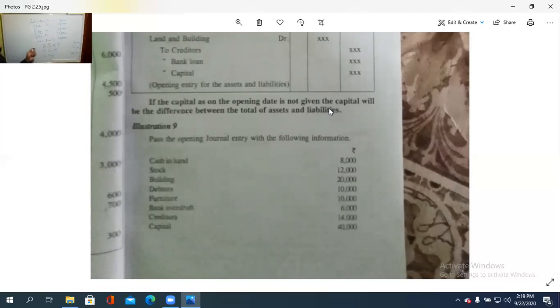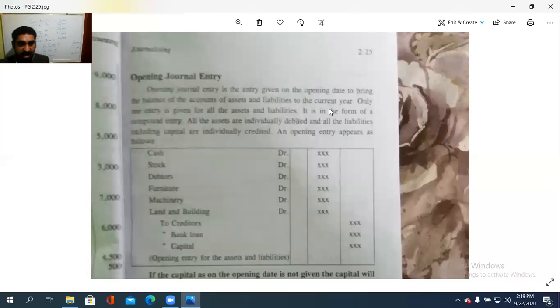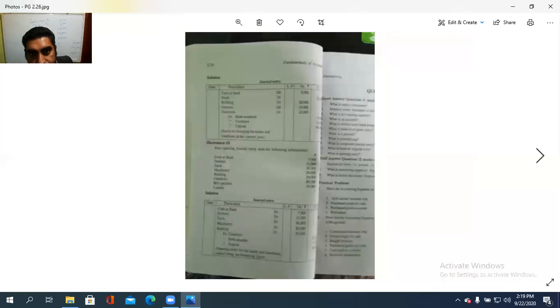Here, the opening journal entry is this. All the assets are debited, all the liabilities are credited, and it is matched. Suppose the capital amount is not given, we need to calculate the capital as total of assets minus total of liabilities. That is the balancing figure, that is the capital amount. So this is the case of the opening journal entry. We are writing it in the form of a compound journal entry. So we will do one more problem and then we will wind up the session.